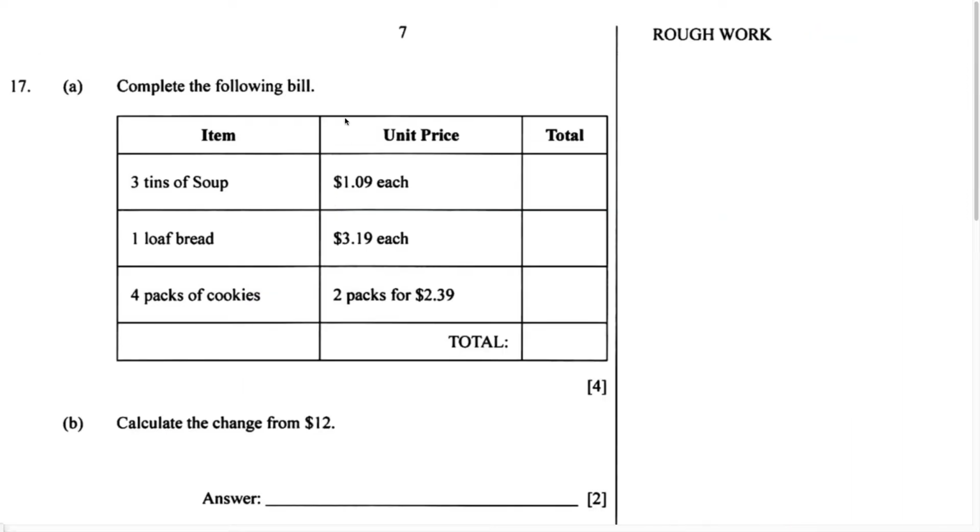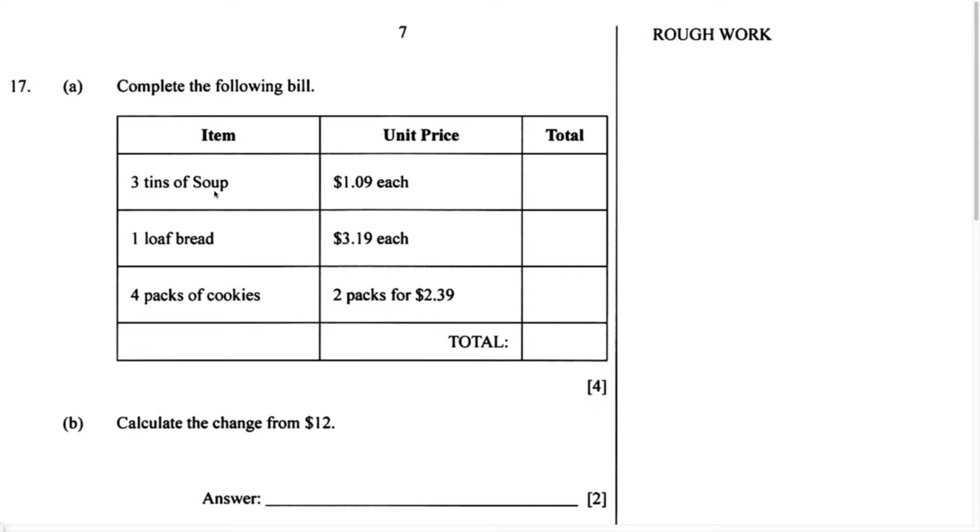Now for our last question, question 17, they give us this table, and in this table, they give us items, the unit price, and the total. You're going to have to be able to read a table and understand what it's saying. Now part A says complete the following bill. In order to do this, we're just going to look at each item and how much they cost.